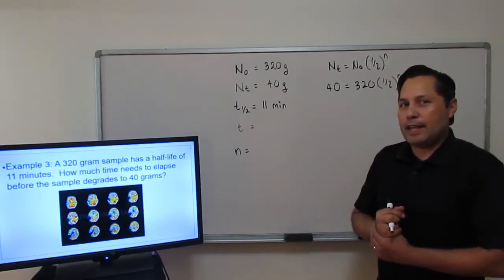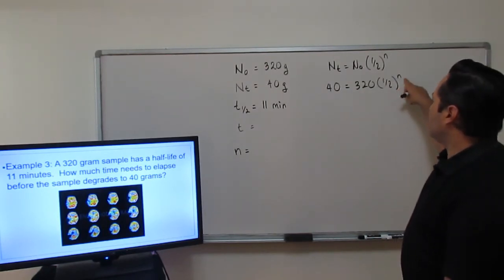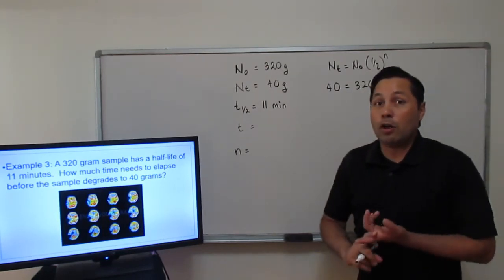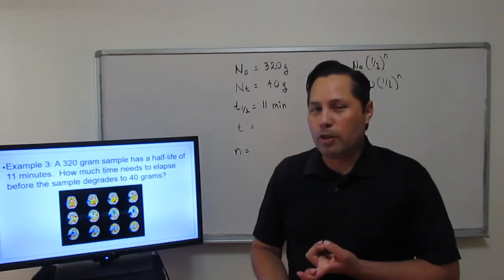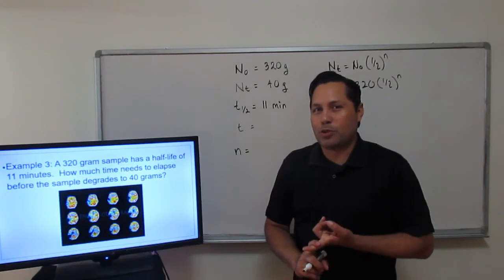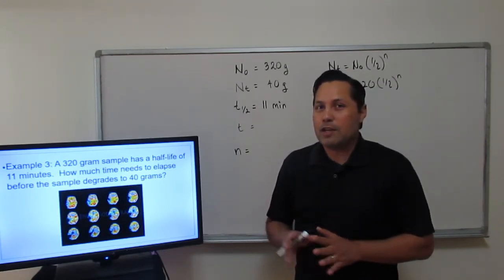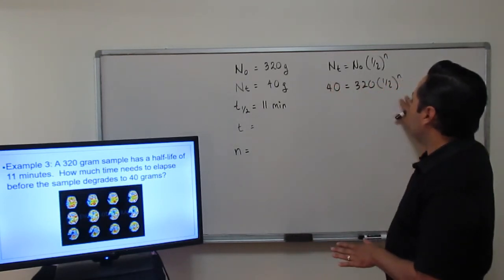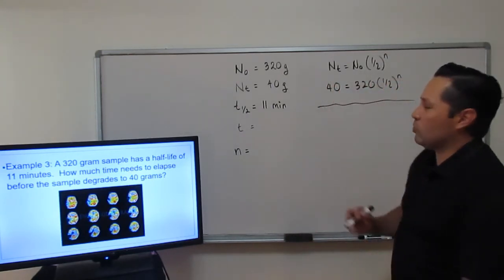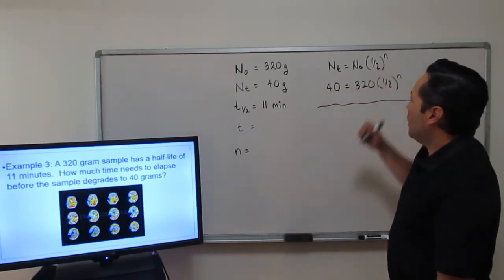Now isolating the n, you move the 320 over here first. And then isolating the n is going to require logarithms. Now, this chemistry is a 10th grade class, and I'm not 100% sure that your math teacher has gotten to logarithms yet. So I'm going to stop right here and say this is not the best way to solve it. I'd rather use a table method to solve for how much time has gone by.